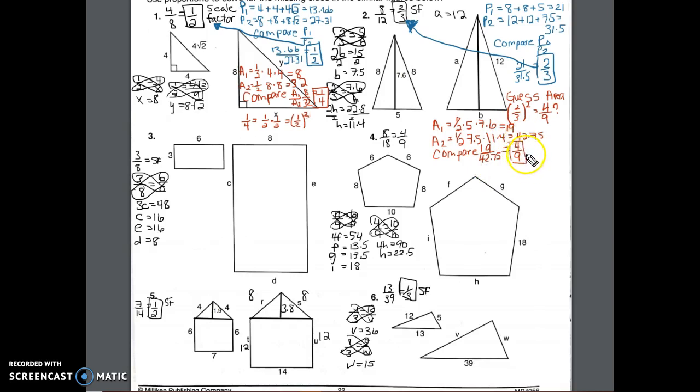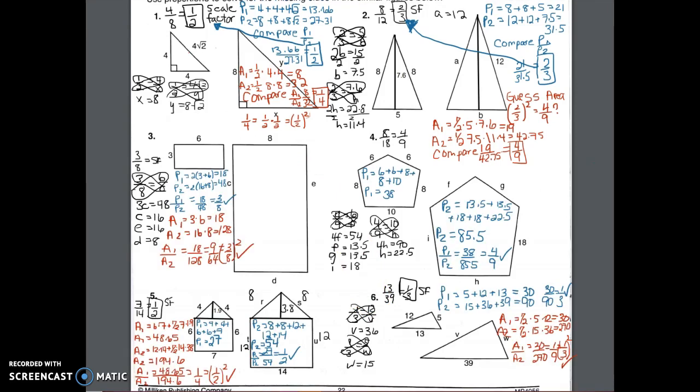So at this point in time, students need to go ahead and find the perimeter and area of number 3, compare them, and verify that it is consistent with the scale factor. On number 4, you're just going to do the perimeter. You don't have enough information to find that area. On number 5, you're going to do the perimeter and the area. And on number 6, you're going to do the perimeter and the area. And I'm going to pause the video so you can do that.